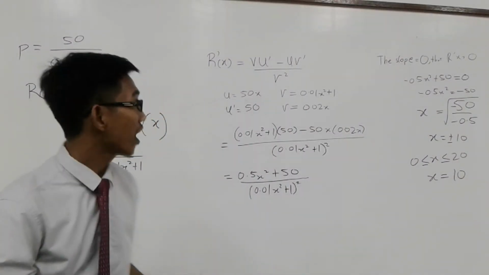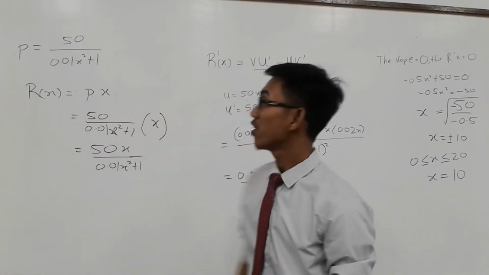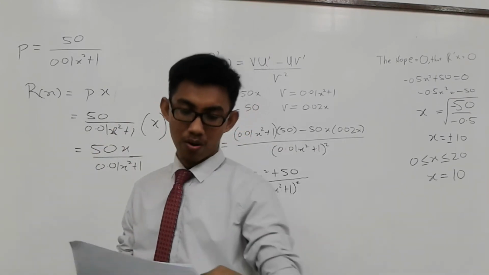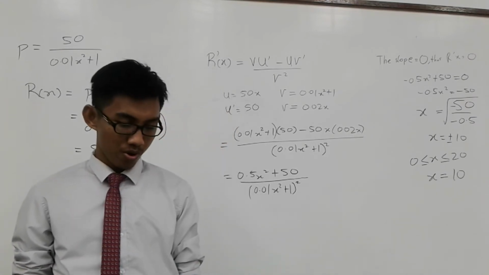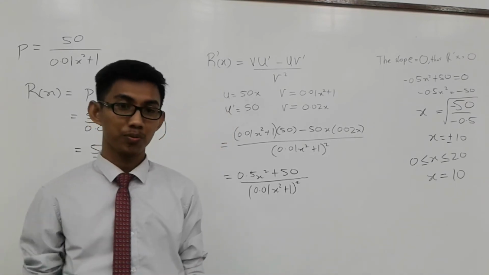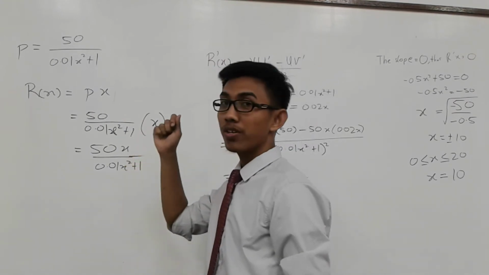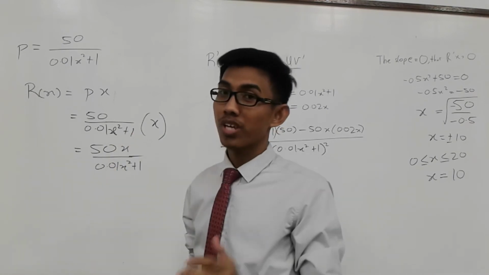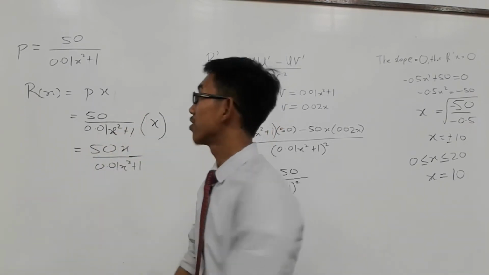Today I want to present question 5b1. The question is: to yield maximum revenue, how many watches must be sold? The question has given us the price, so in order to get the revenue, we must multiply the price by x.